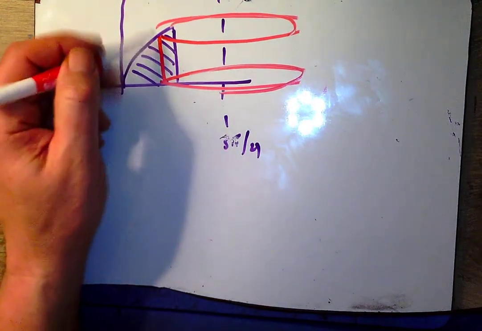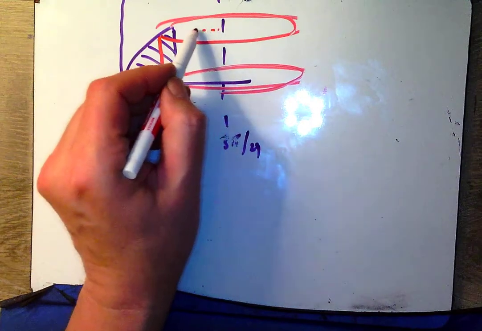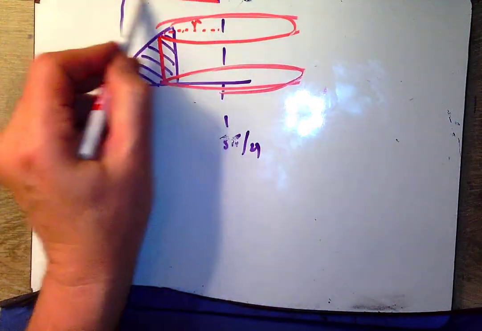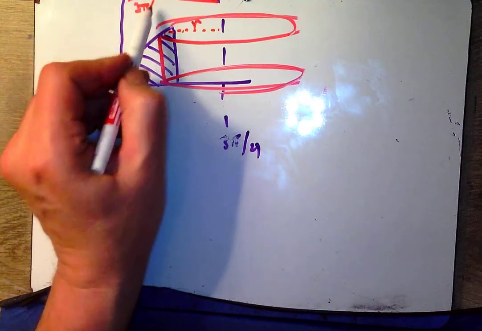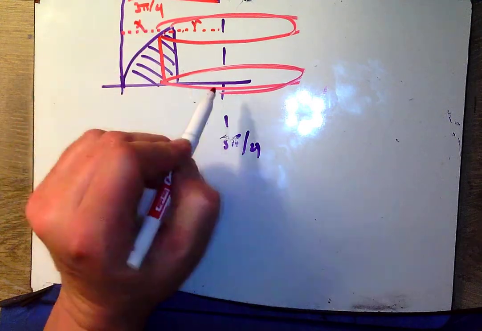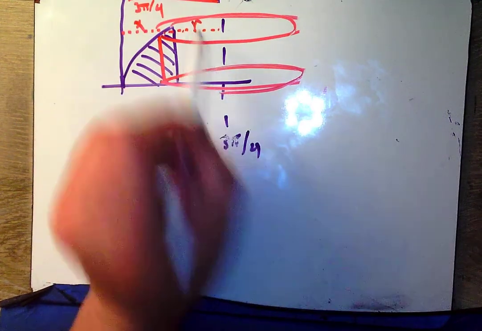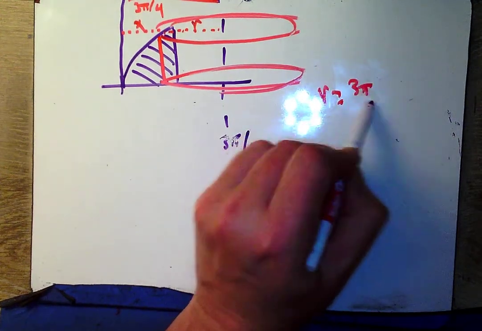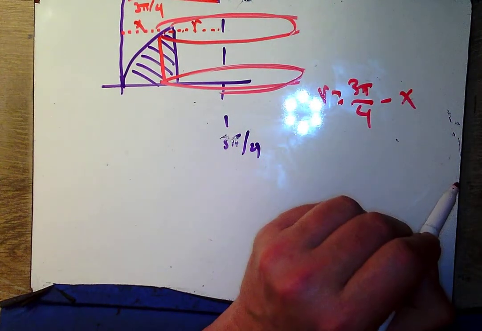Okay, so there's my shell. Here's my radius, and we know that this distance is 3 pi over 4, and we know that this distance is x. So our radius, what's our radius going to be? I agree, it should be 3 pi over 4 minus x.